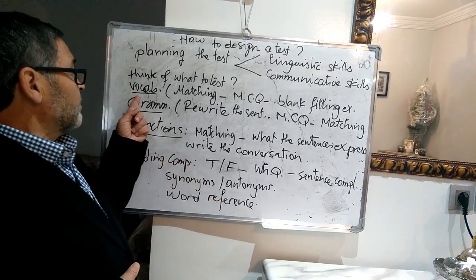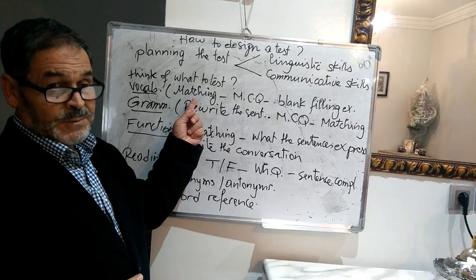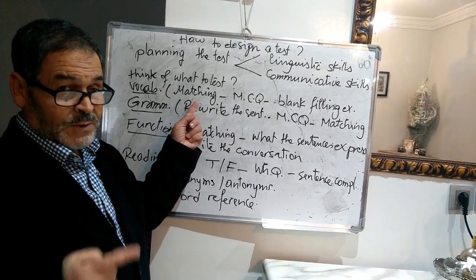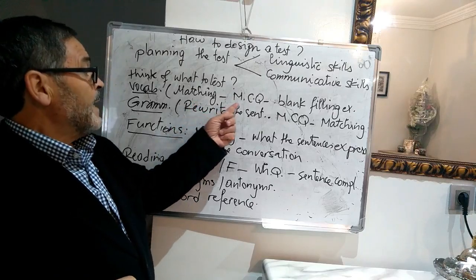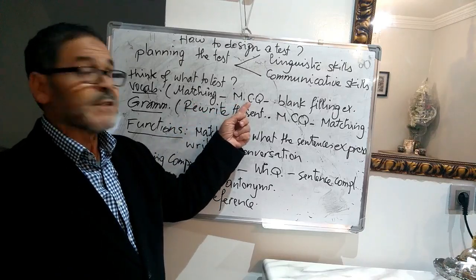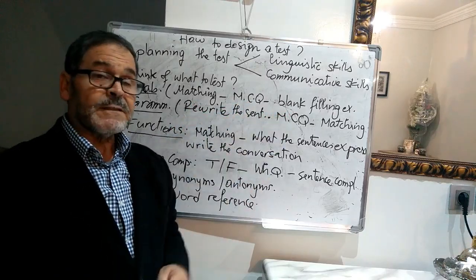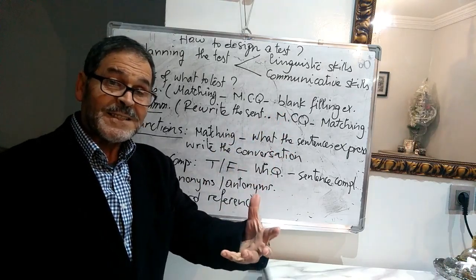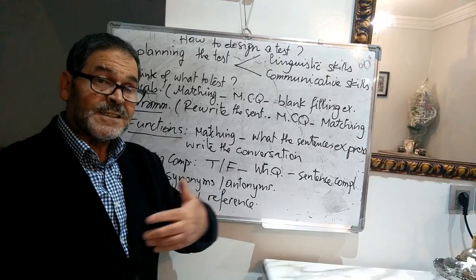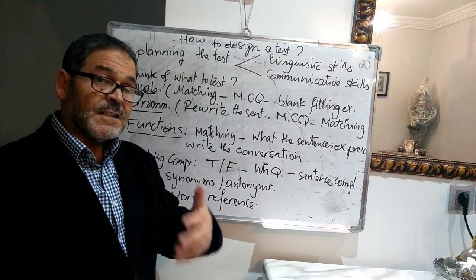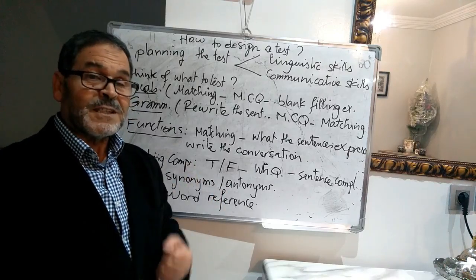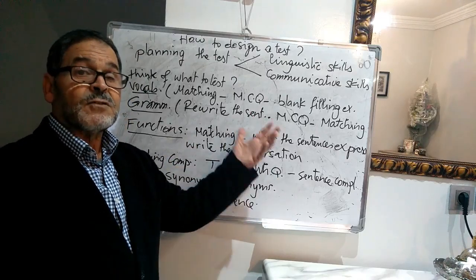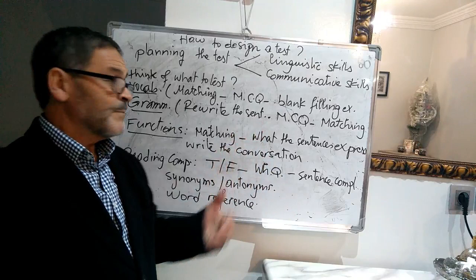So we have vocabulary matching. We match the exercises, for example, A, B, C, D with 1, 2, 3, 4. MCQ, multiple choice questions, and blank fill-in exercises. Blank fill-in is better because there is context. In fact, it is communicative, because students should read the sentence, understand it, and find the correct word.